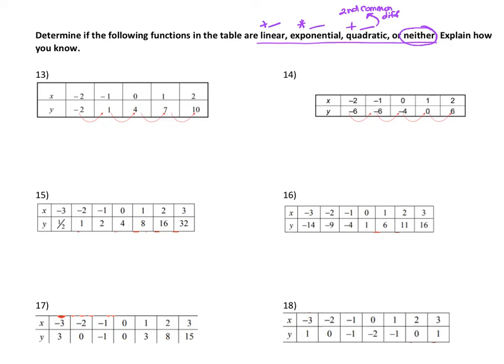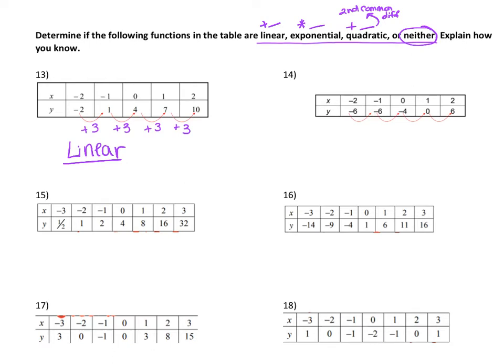So let's look at number 13. So I'm going negative 2 to 1, 1 to 4, 4 to 7, 7 to 10. Well, I know 1 plus 3 is 4, 4 plus 3 is 7, 7 plus 3 is 10. So let's do this with my calculator. Negative 2 plus 3, well, that's 1. So since I'm adding each time, I know that this is a linear function.